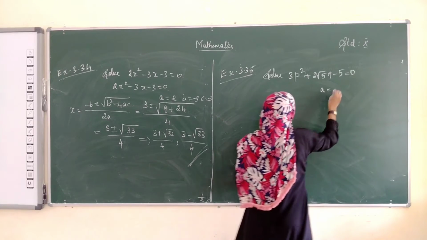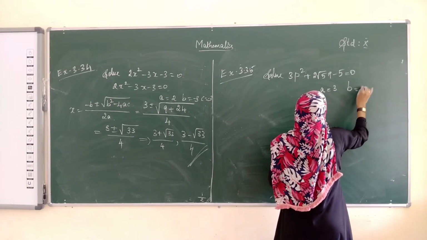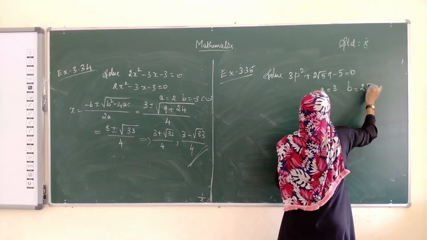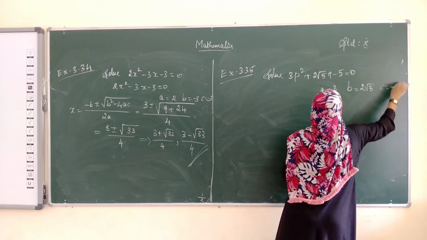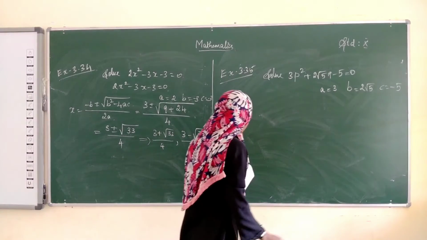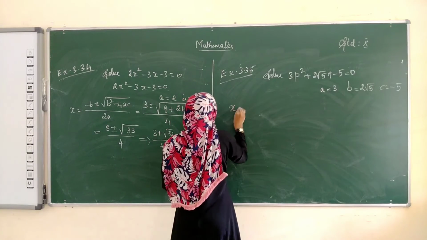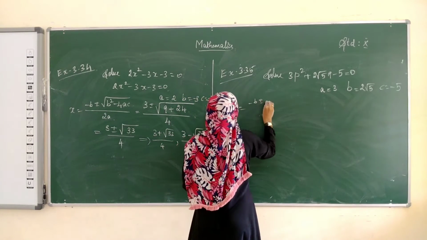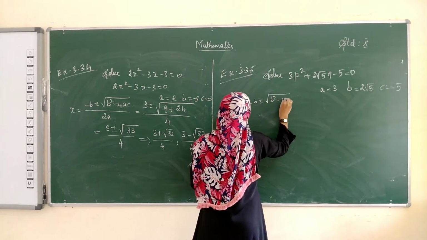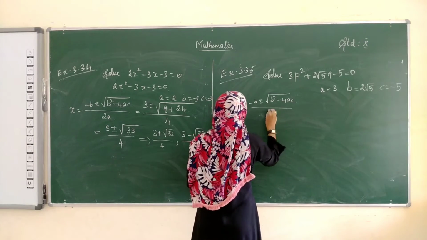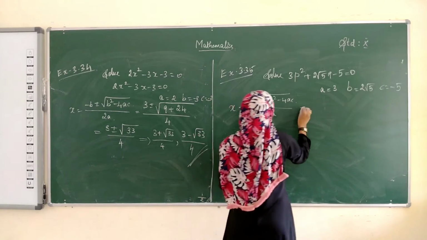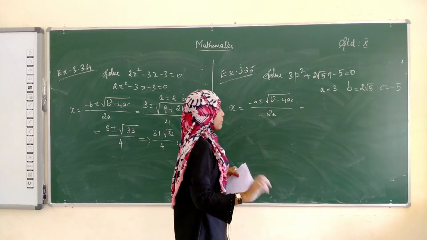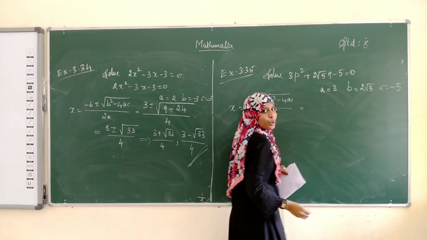What's the value of a? 3. What's the value of b? 2 into root 5. And what's the value of c? Minus 5. Okay. So what's the formula? Minus b plus or minus root of b square minus 4 a into c divided by 2a. Substitute the values. Minus b, value of b is 2 into root 5.